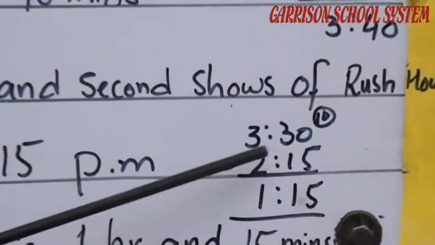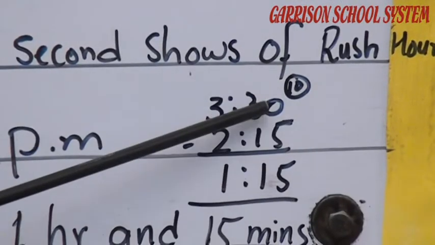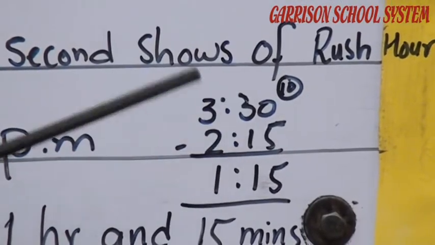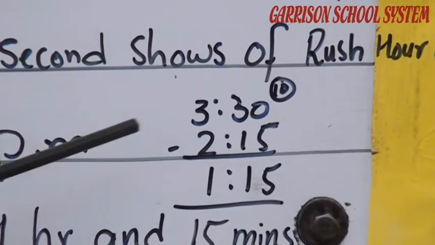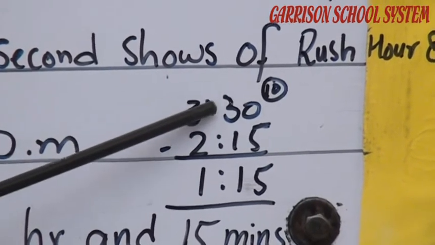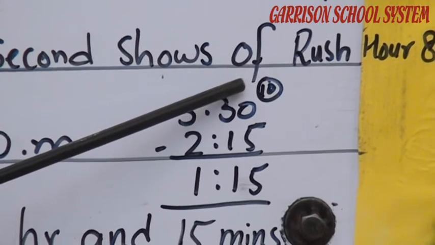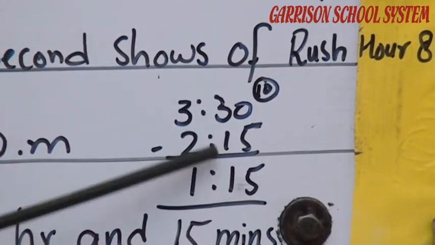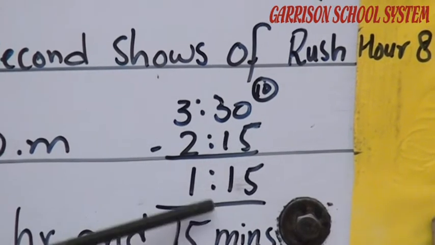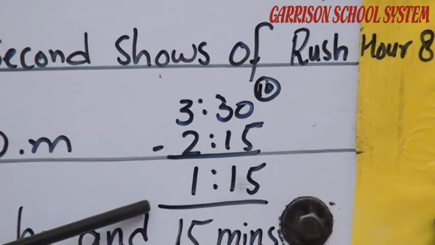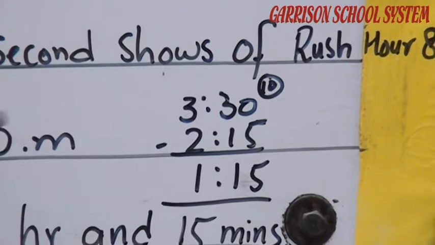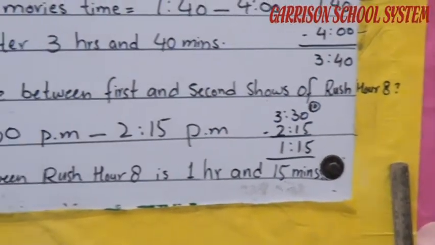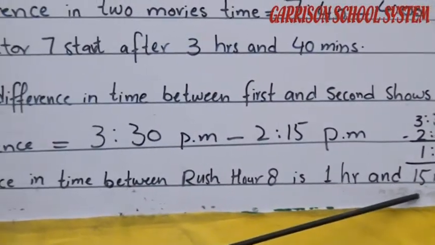3:30 minus 2:15. Here is 0, and 0 minus 5 is not possible, so we carry from 3. This is equal to 10. 10 minus 5 is equal to 5, and 2 minus 1 is equal to 1. 3 minus 2 is equal to 1. So the difference is 1 hour and 15 minutes.